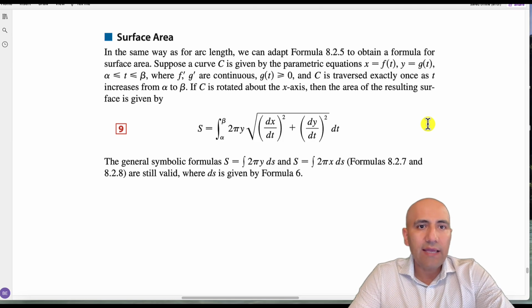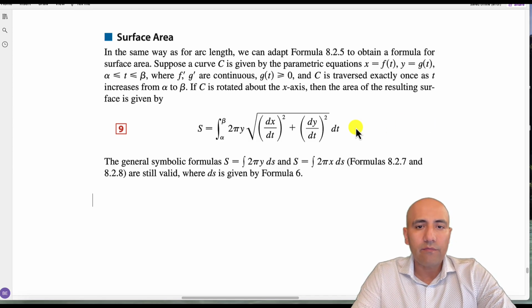Okay, and so the last topic in this section is surface areas. So in the same way as for arc lengths, we can adapt the formulas from Chapter 8, Section 2, to obtain a formula for the surface area. So suppose that a curve C is given by a parametric equation x equals f of t and y equals g of t as t ranges from alpha to beta, where f prime and g prime are continuous, and g of t is greater than or equal to 0. And C is traversed exactly once as t increases from alpha to beta. If C is rotated about the x-axis, then the area of the resulting surface is given by this integral.